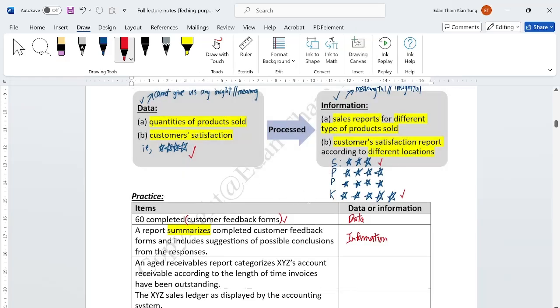By the way, guys, when we say data is processed into information, what do we mean by processing? It is basically doing some action called summarizing, filtering, and sorting. These are the kinds of data processing methods that we can use.